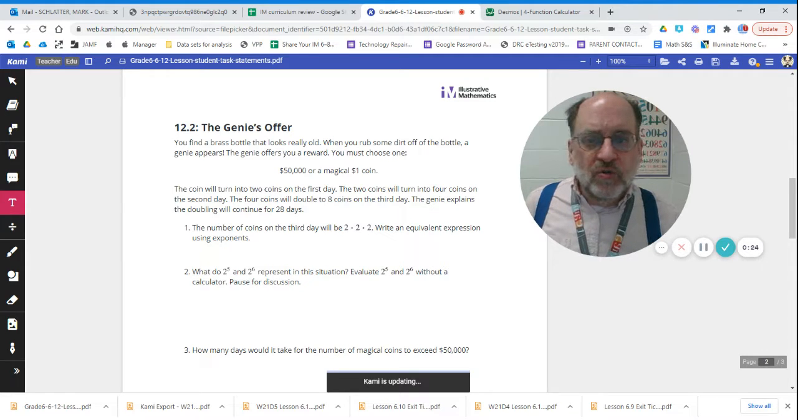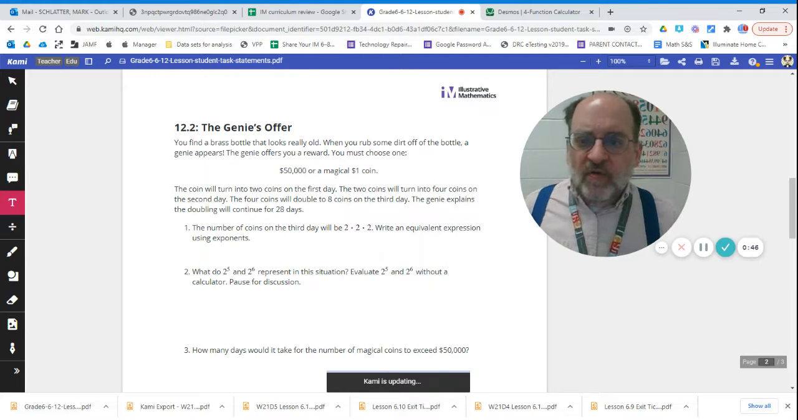The coin will turn into 2 coins on the first day. The 2 coins will turn into 4 coins on the second day. The 4 coins will double to 8 coins on the third day. The genie explains the doubling will continue for 28 days. So the question is, which of these do you want to choose, the $50,000 or the magical coin?